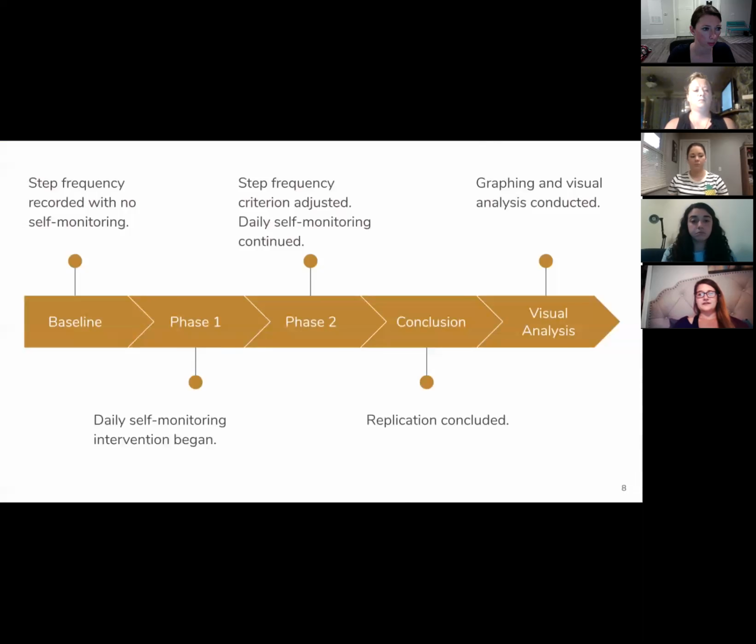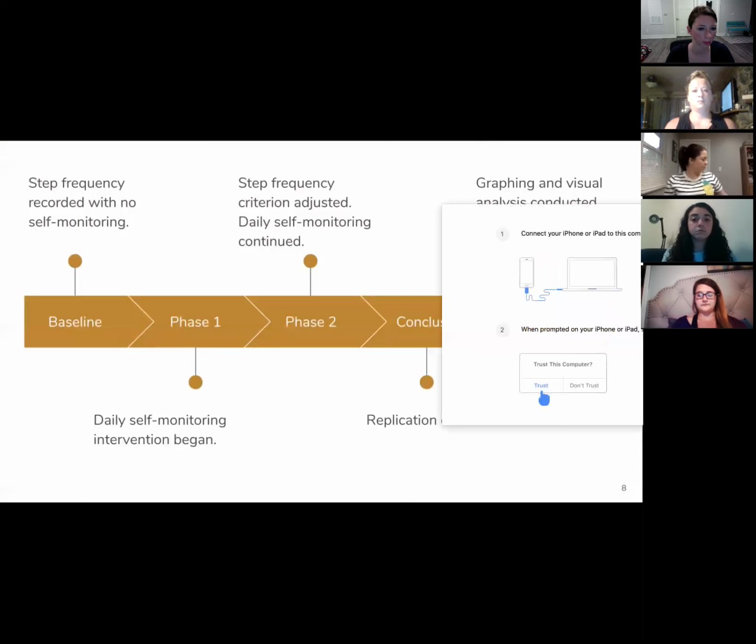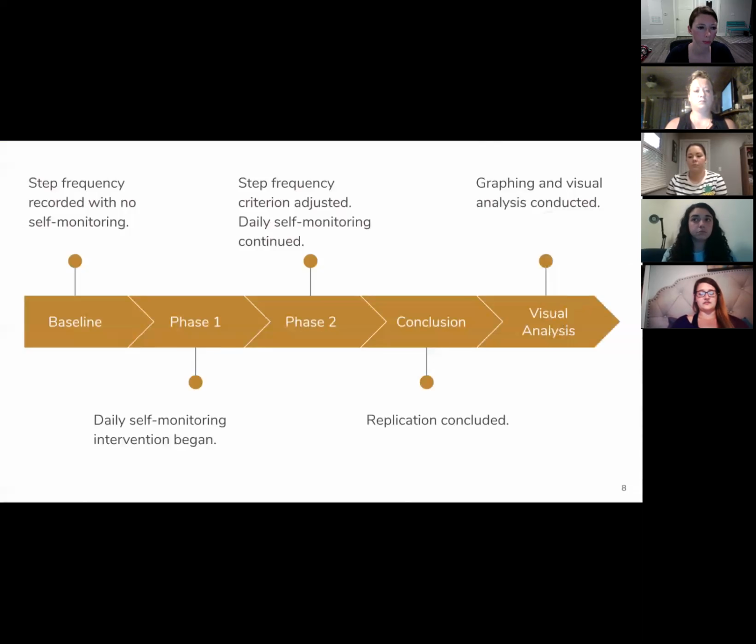We each recorded our steps, and then once we had 3 days with consistency, we were able to move on to the next phase. We remained in contact with one another throughout the whole process in case there were any questions. Next was phase 1, and that is when the intervention actually took place. Once 5 days of data had been collected, then we were able to figure out our changing criterion.